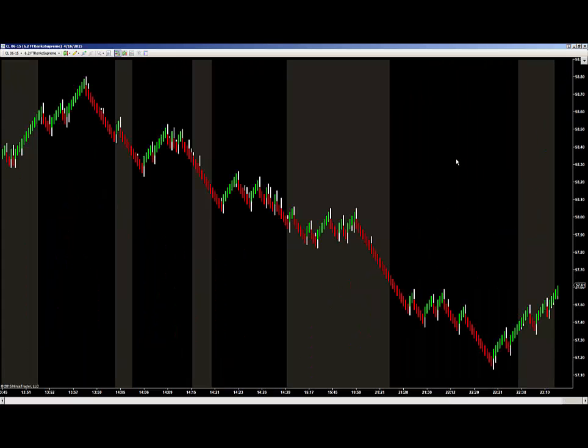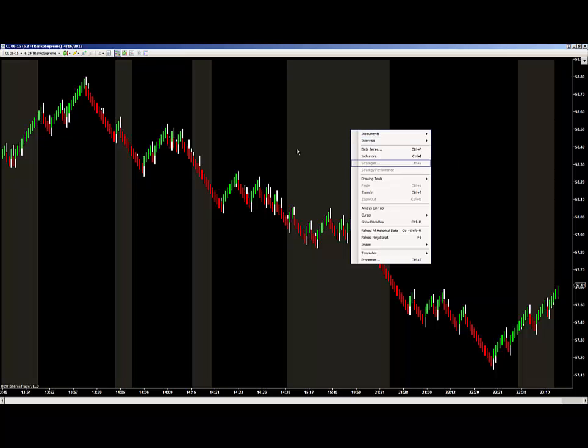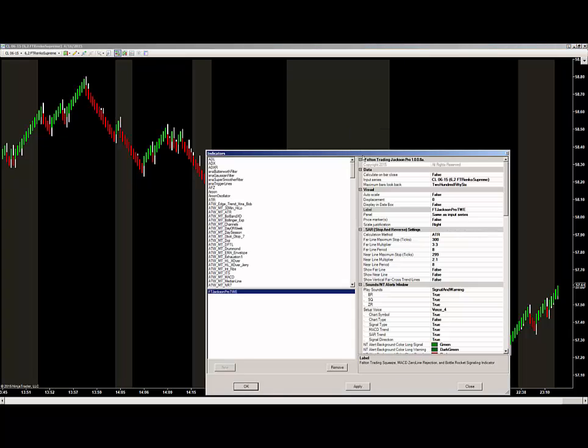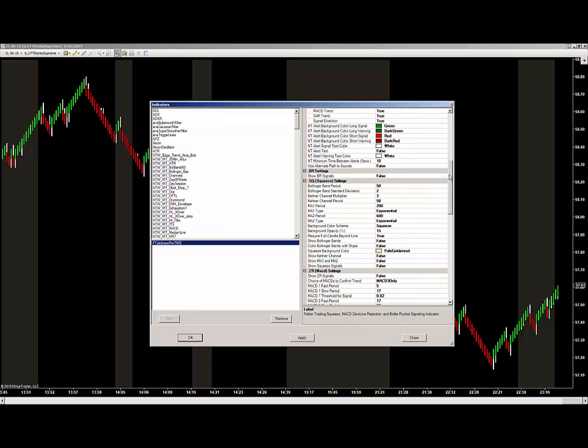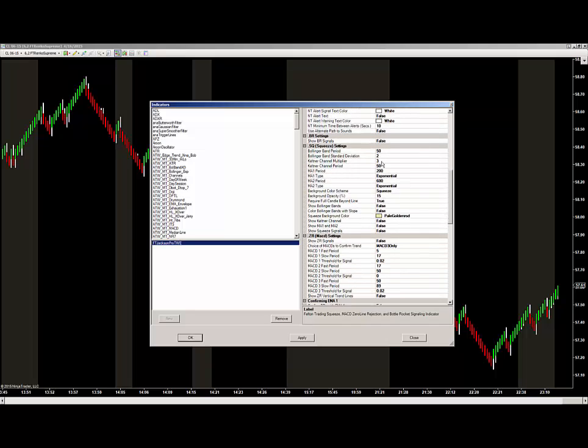So, alrighty, on to the next step. Everything is turned off except this background. So if we go to indicators, since we have the squeeze background on, let's go ahead and start with the squeeze signal. And we're going to turn a whole bunch of things on here.